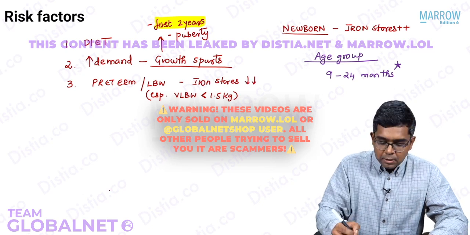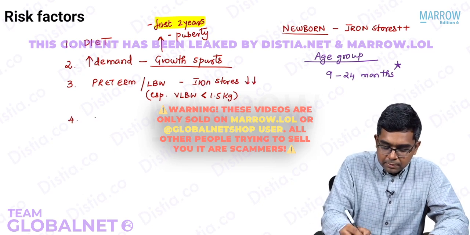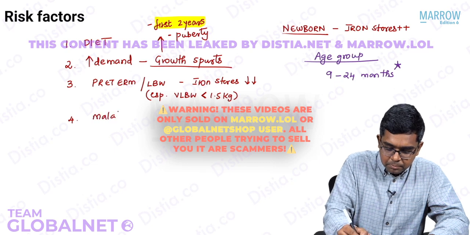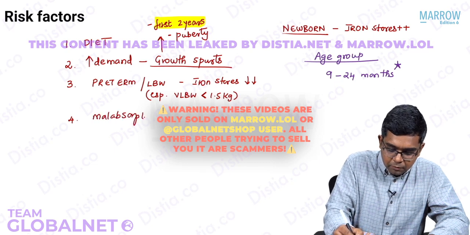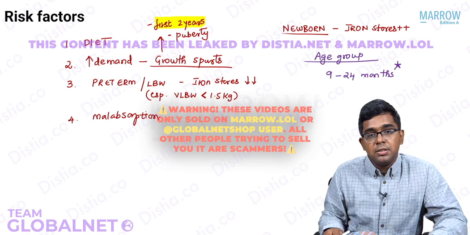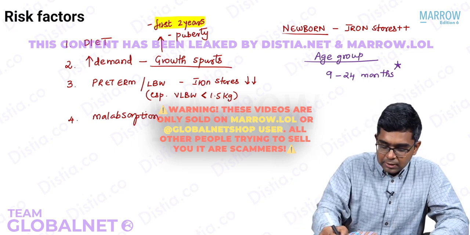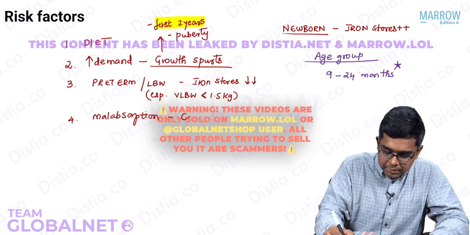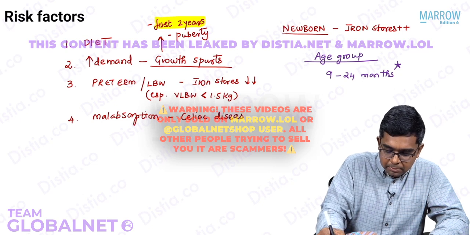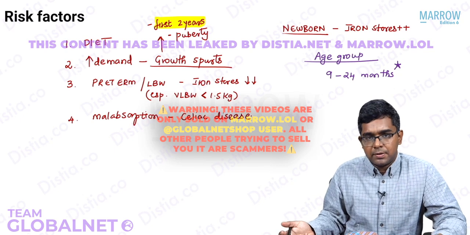The fourth important risk factor is malabsorption. A typical example of a malabsorption-associated condition where you can have iron deficiency is celiac disease, where the small intestine is affected, thereby decreasing iron absorption.